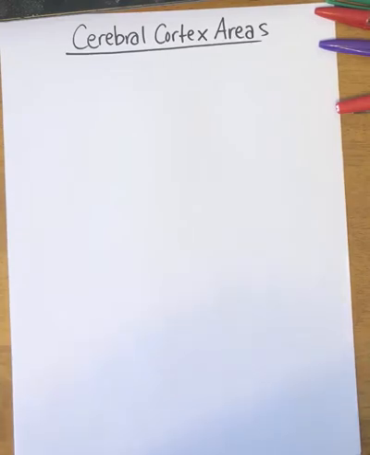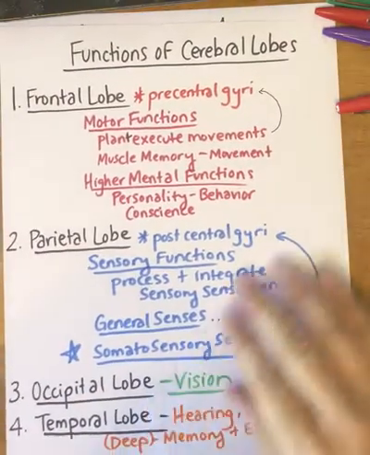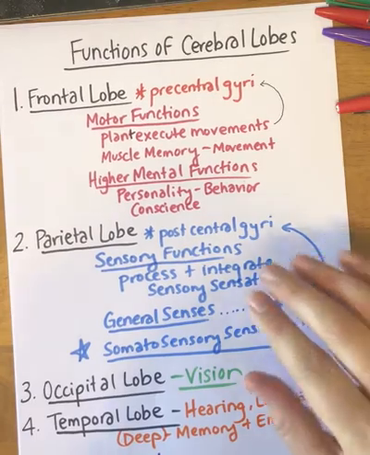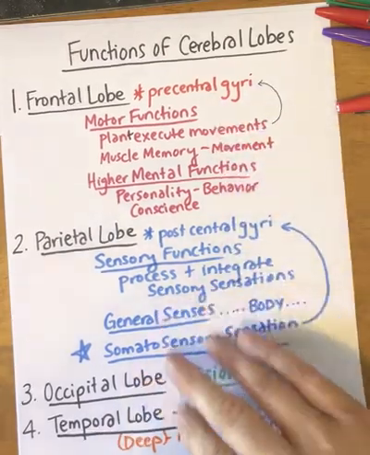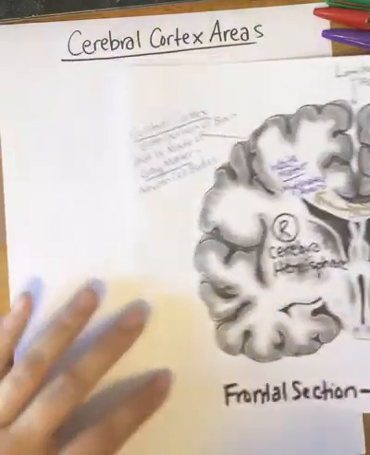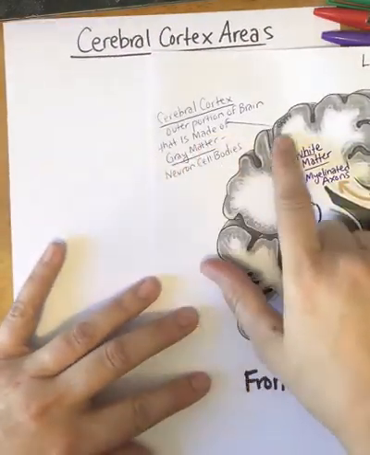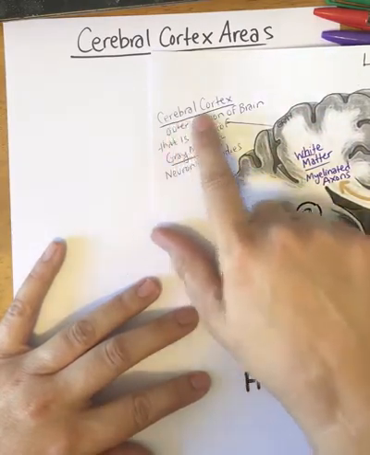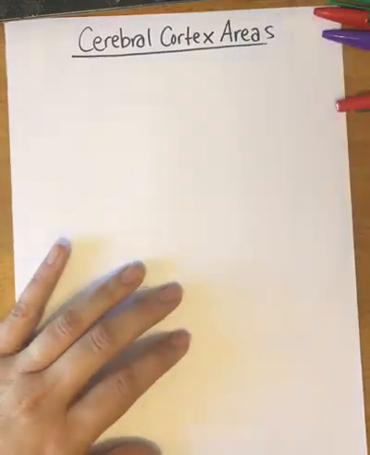Alright, in this video I'm going to go over our cerebral cortex areas. In the last video I went over the functions of the cerebral lobes, and I want to talk about the cerebral cortex areas. The cerebral cortex area is this thin outer layer of gray matter that has neuron cell bodies. This is what we call the cerebral cortex area.